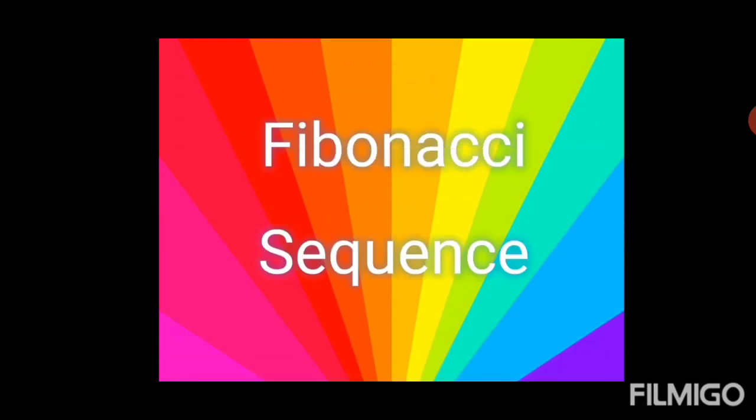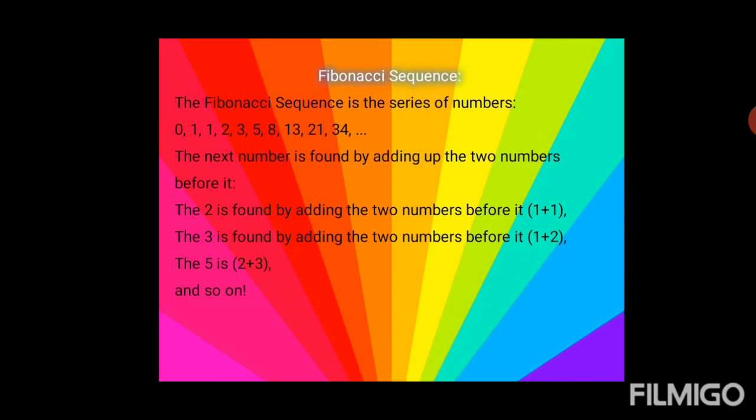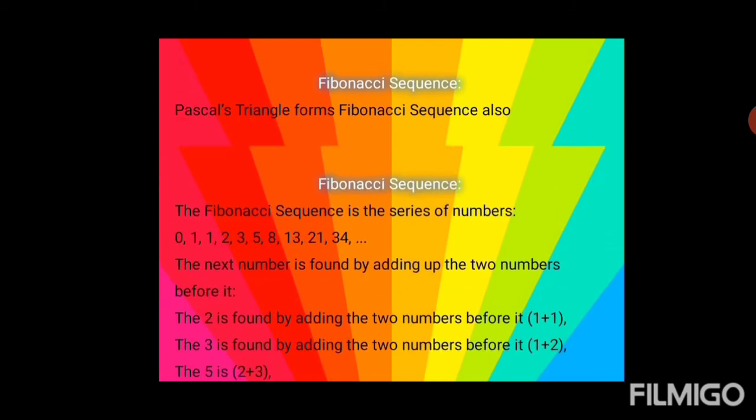Next one interesting is Fibonacci sequence. Fibonacci sequence is a series of numbers. See, 0, 1, 1, 2, 3, 5, 8, 13, 21, 34 is a Fibonacci sequence numbers. The numbers are formed by adding up two numbers before it. The 2 is found by adding the two numbers before it, 1 plus 1. The number 3 is found by adding the two numbers before it, 1 plus 2. The number 5 is found by adding two numbers before it, 2 plus 3, and so on.